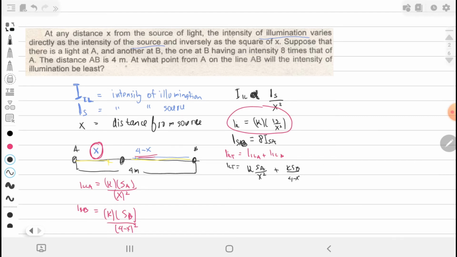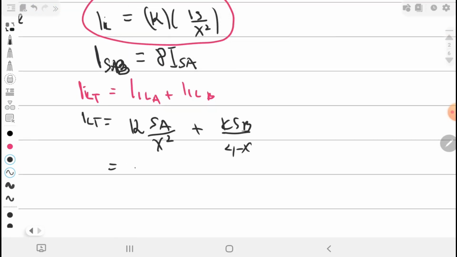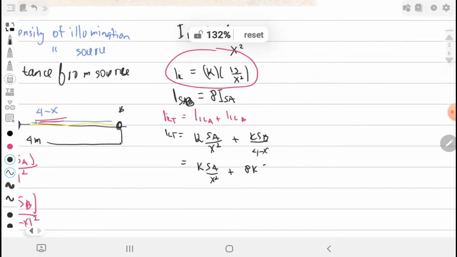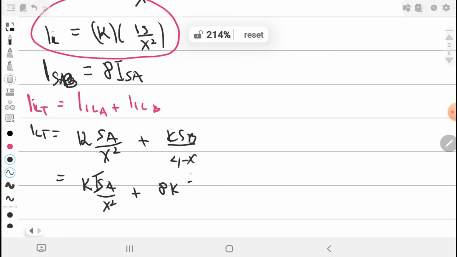So, at any point here, I_LT is equal to k multiplied by I_SA over x squared, plus a multiplied by k, I_SB, so I_SA, plus 8 multiplied by k, 8 I_SA all over 4 minus x.